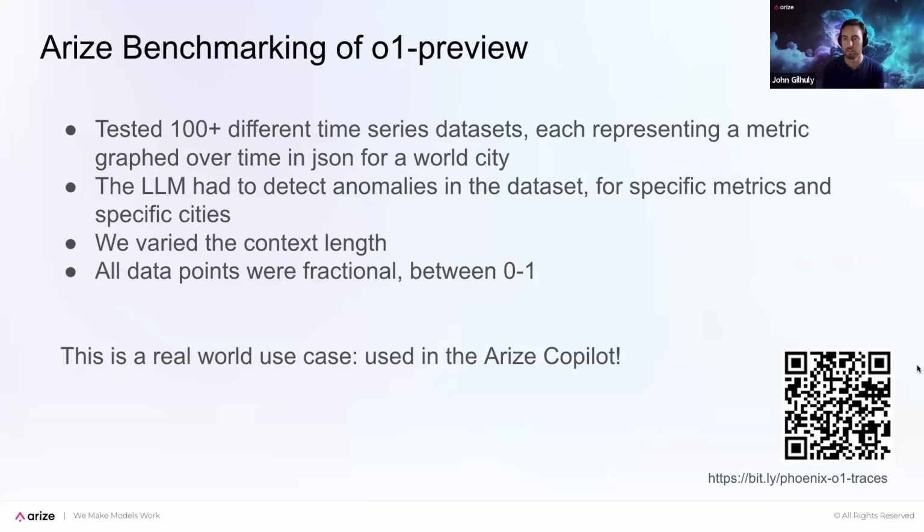So they're all 0 to 1. We brought them all into that range, as opposed to having broader numbers. This kind of time series analysis is something that we actually do in real world use cases in our Copilot agent that's built into the Arize platform. So this was a real world thing. We were testing, okay, can we use this O1 to improve the performance on that type of eval?